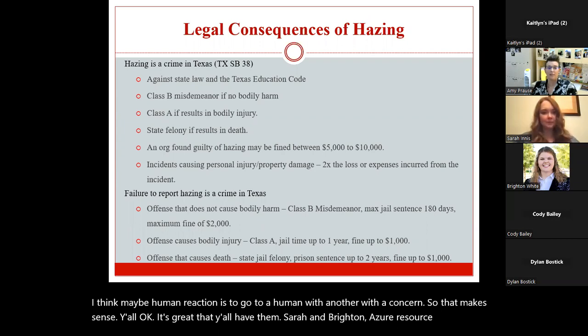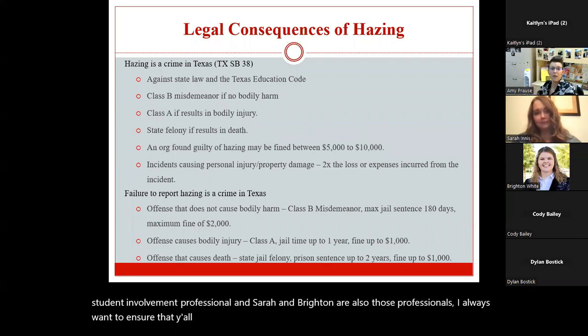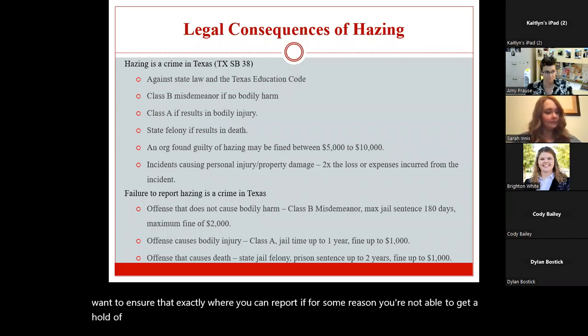But as the student involvement professional, and Sarah and Brighton are also those professionals, I always want to ensure that y'all know exactly where you can report if for some reason you're not able to get a hold of Sarah or Brighton.